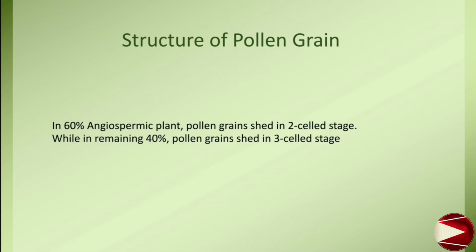60% of angiosperms shed pollen grains at the two-celled stage, while 40% of angiosperms shed pollen grains at the three-celled stage. The two-cell stage has a generative cell and a vegetative cell. The three-cell stage has a vegetative cell and two male gametes, and these two male gametes are formed due to mitotic division of the generative cell.